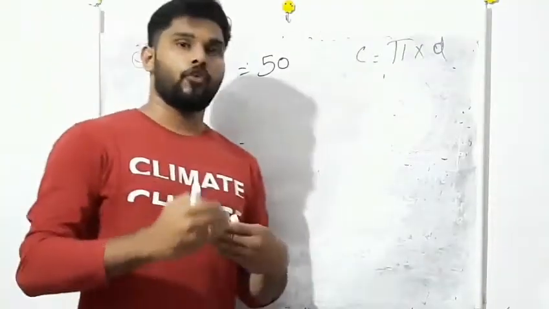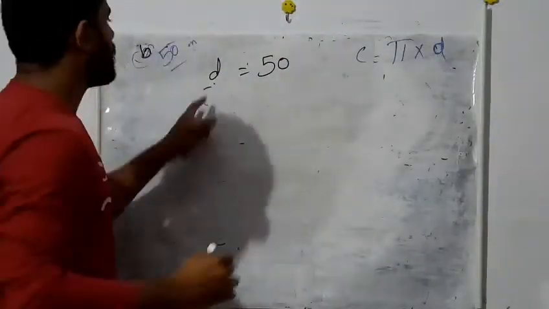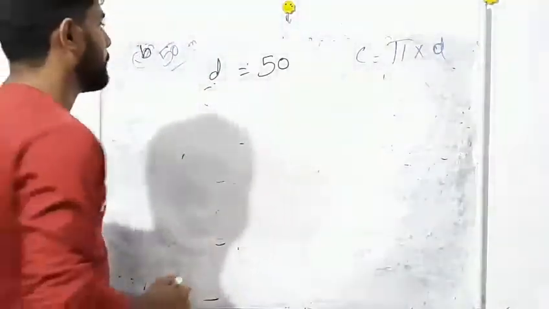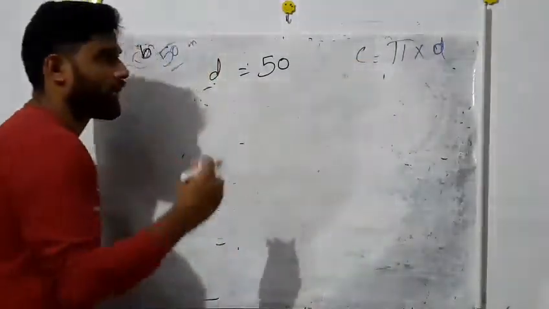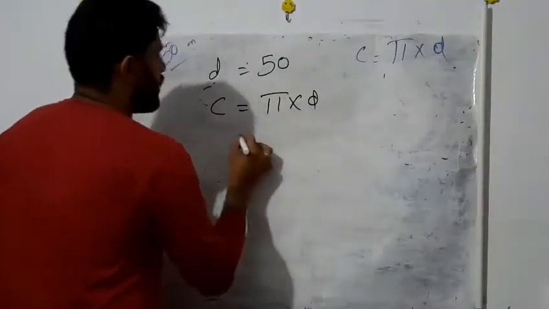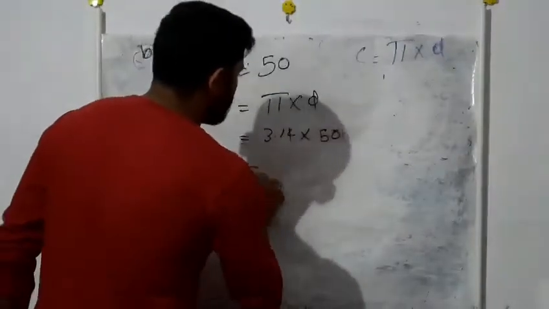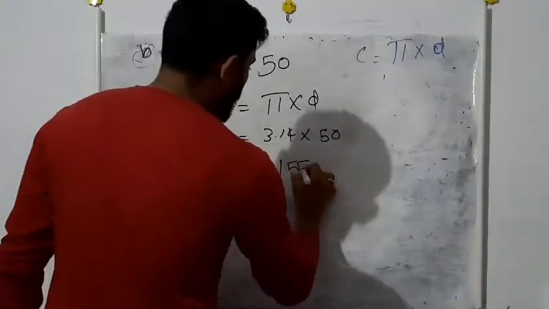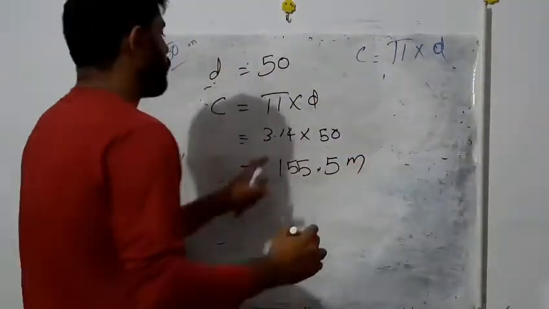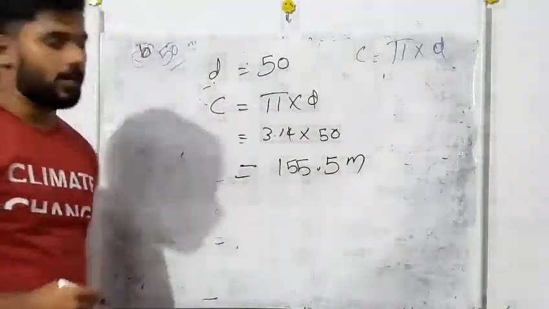Now 16.4 question number 2b. Diameter is given. What is that? 50. Diameter is 50. We have to find out the circumference. We can directly apply the equation here. Circumference is equal to pi into d. Here pi value is 3.14 into d, 50. If you multiply, then you will get 155.5 meter. In the question it is meter, that's why I'm writing meter here.